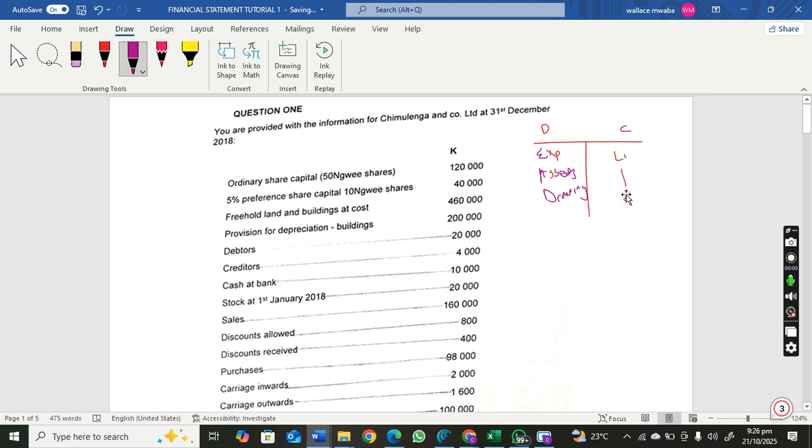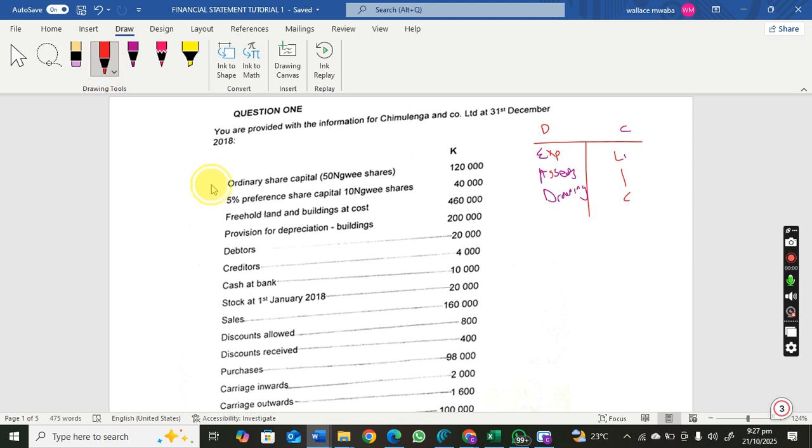Now here we're dealing with a company, right? We're not dealing with a sole trader, so instead of capital we'll call it equity. Colleagues, sole trader, capital. The companies, we call it equity. This diagram is going to help us make this trial balance, because we have to put each of these accounts in the correct side of the trial balance.